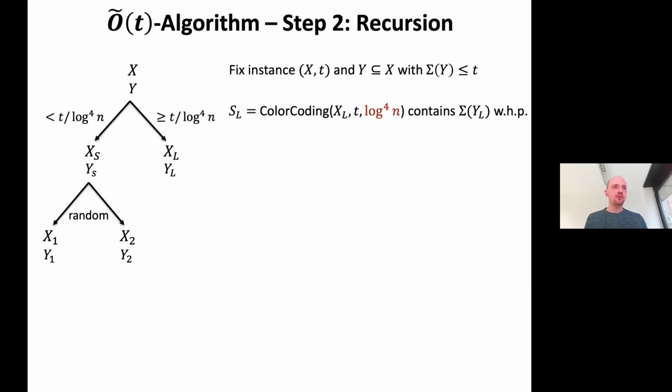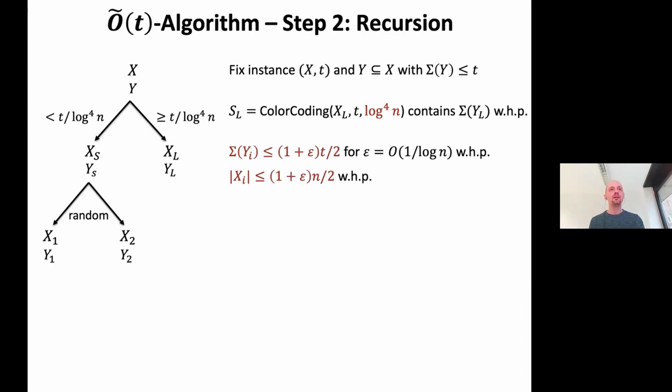Now, the small items, we randomly partition into two parts. So XS, those are the small items. Each item in XS randomly is assigned to either X1 or X2. And this, again, splits the small items in Y into Y1 and Y2. Now, because these items are small, we can show concentration there. Certainly in expectation, the sum of Y1 and the sum of Y2 should be at most T half, right? We started with a set summing to at most T, and we split it into two halves at random. On expectation, the two halves sum to at most T half.